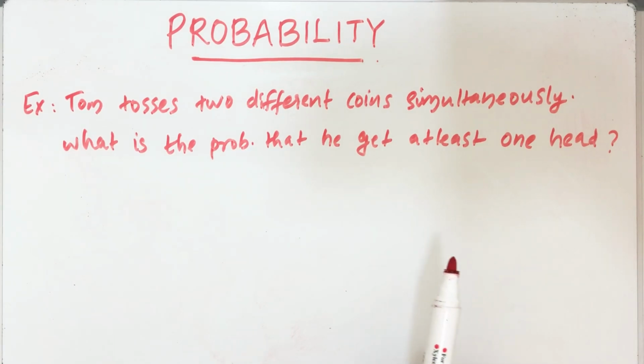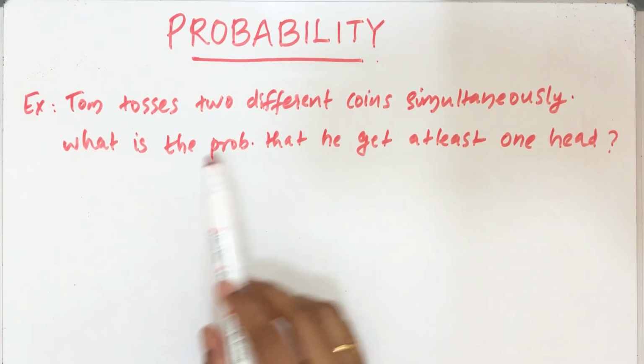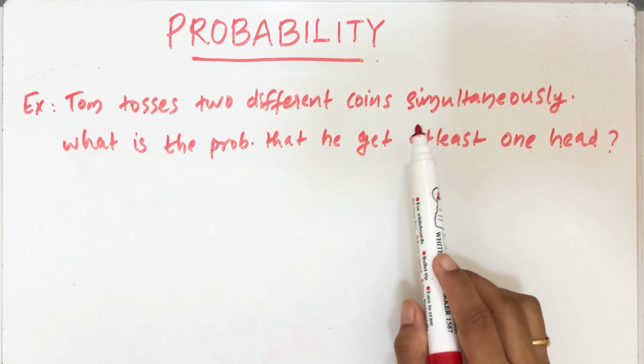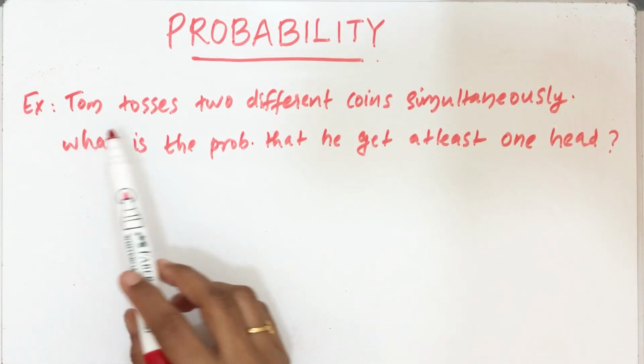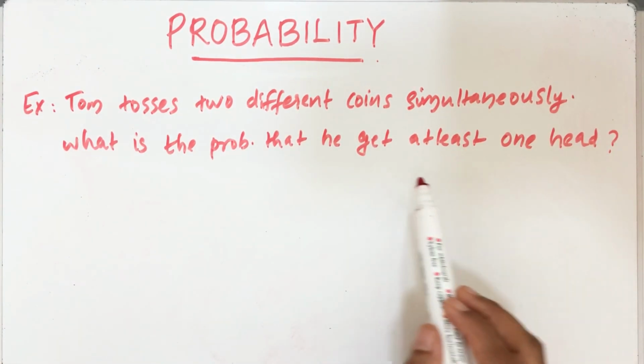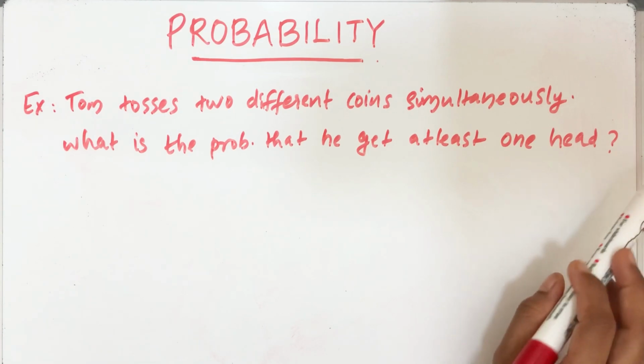We have seen the example of tossing one coin. Here, tossing two coins simultaneously, at the same time. Example, Tom tosses two different coins simultaneously. What is the probability that he gets at least one head?